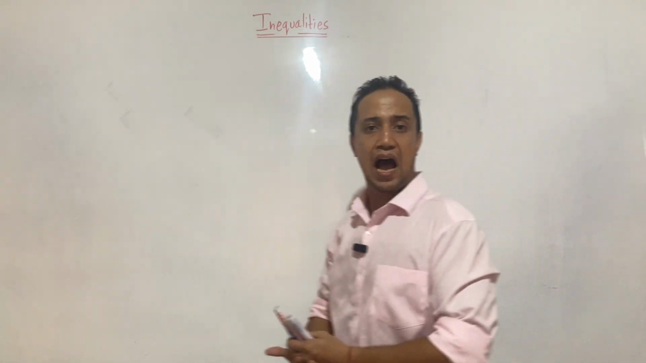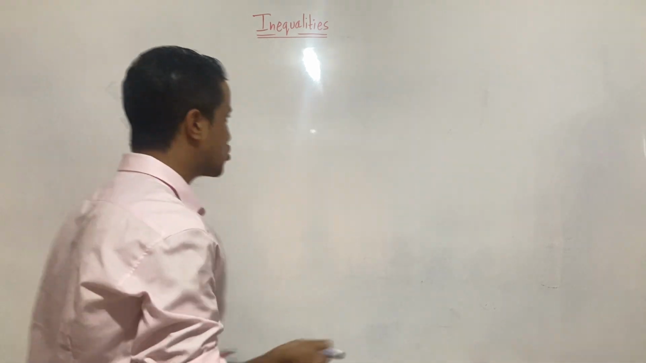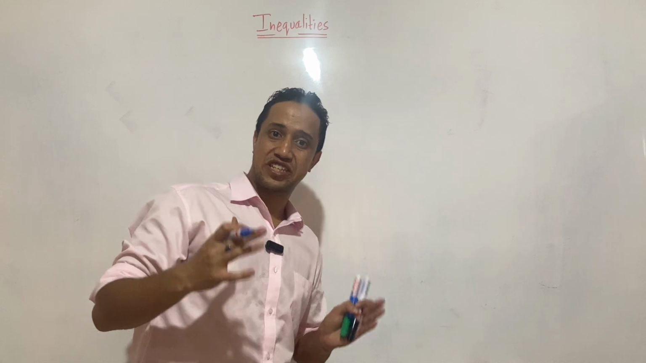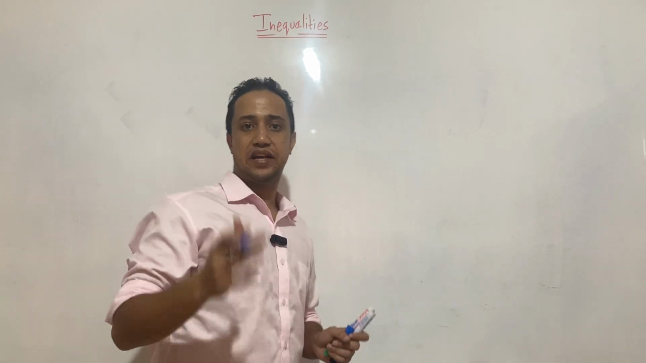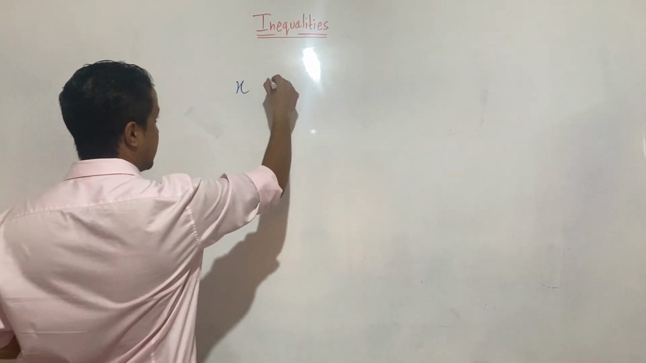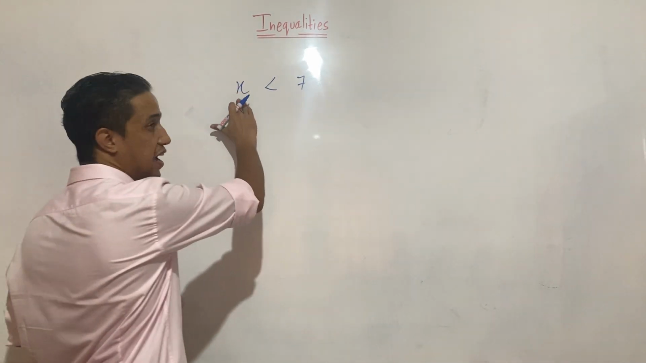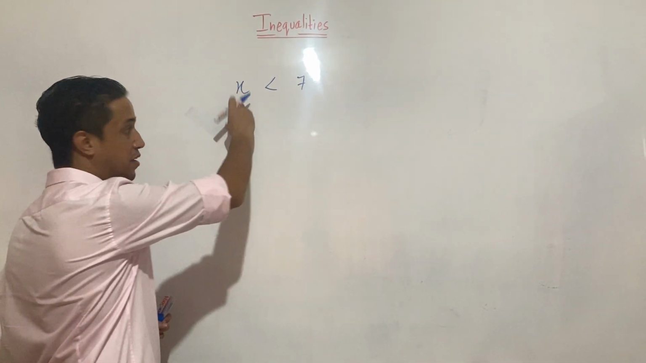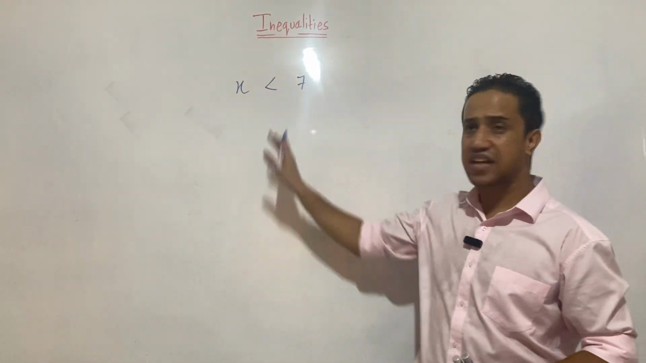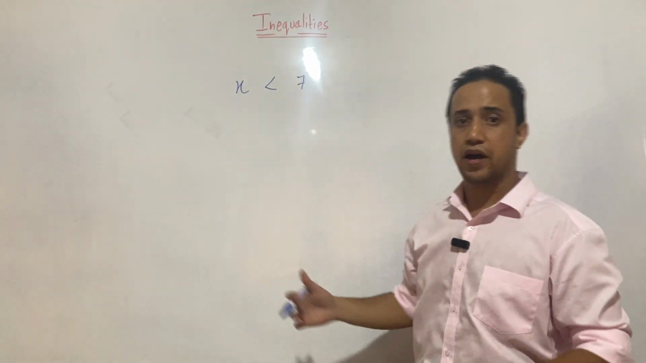First of all, how do we spot an inequality? It's very simple. Whenever you see an expression which has two mathematical statements and in between you see a less than or greater than sign, then it means it is an inequality. For example, x is less than 7. This is an inequality. Why? Because this side you have a mathematical statement, the right side you have a mathematical statement, and in between you have a less than sign. If it is greater than, then obviously it is again an inequality.